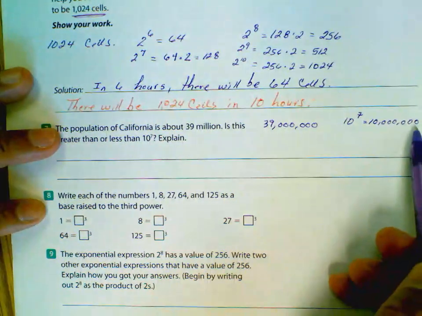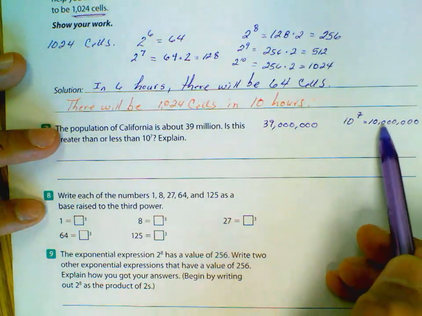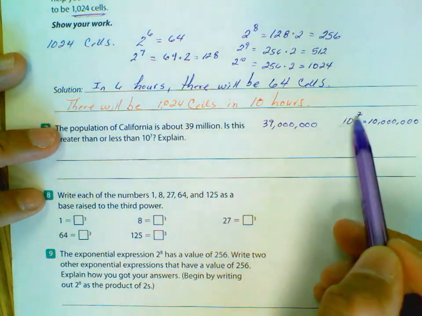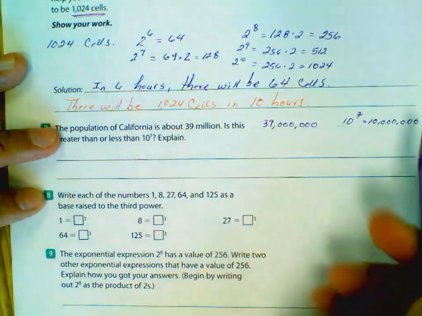How many zeros do I have? 1, 2, 3, 4, 5, 6, 7 zeros. So the exponent, if you have 10, the base is 10, and you have the exponent, it gives you the number of zeros that you have.